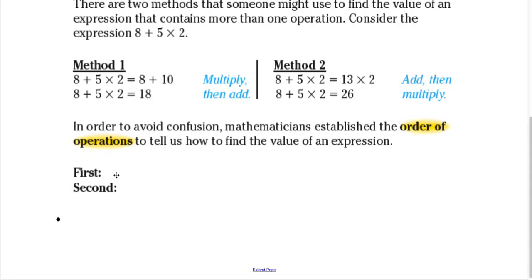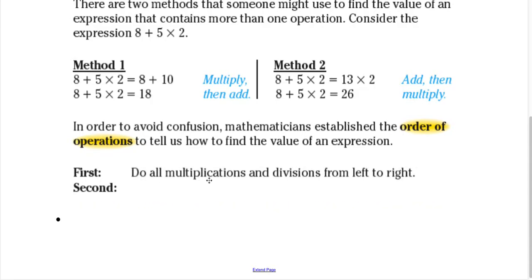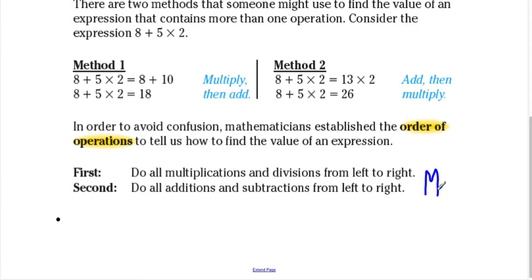So first in our order of operations, do all multiplications and divisions from left to right. And second step, do all additions and subtractions from left to right. If you remember from last year, we made this into MDAS, or My Dear Aunt Sally: multiplication and division, addition and subtraction, where multiplication and division have the same priority, and addition and subtraction have the same priority. If they appear on the same line, we need to go from left to right for both operations.